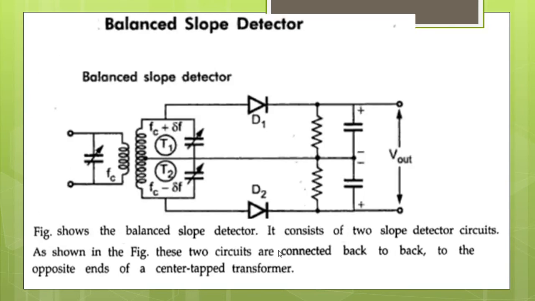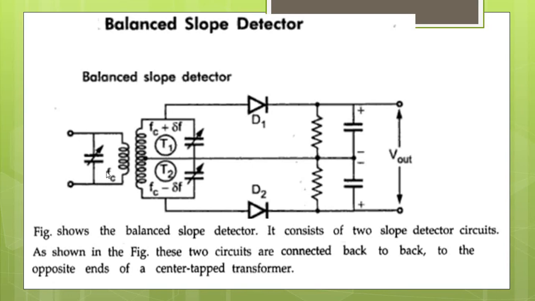So this is the diagram of a balanced slope detector. You can see two slope detector circuits. We have the upper slope detector and the lower slope detector. The input signal is passed through a tuned circuit. Here we have a transformer.